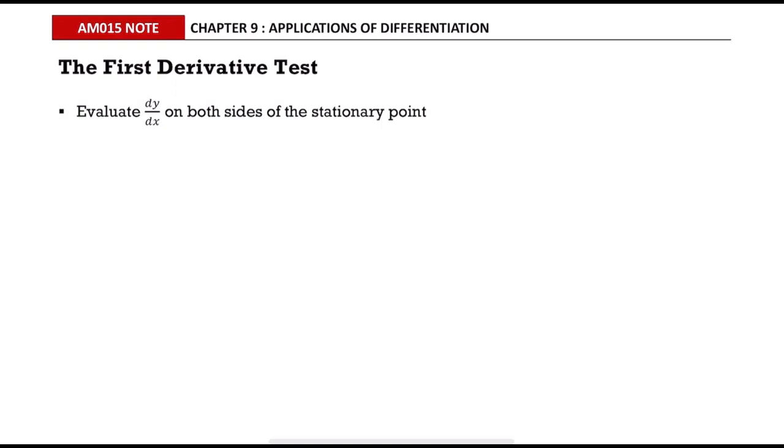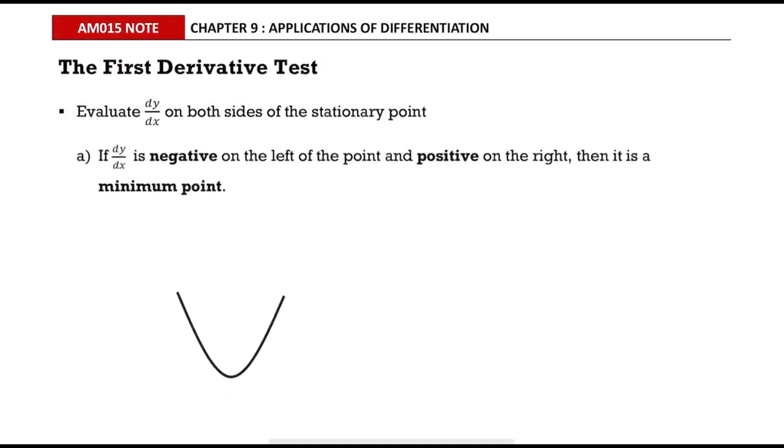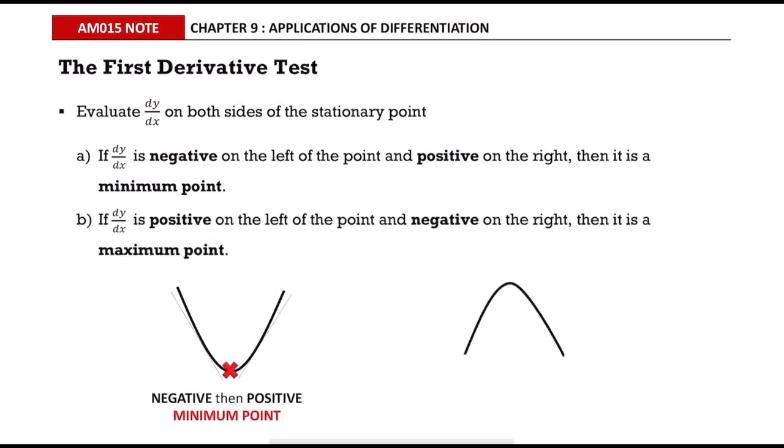In this video, we will use the first derivative test to determine the extremum point. In this test, we evaluate dy/dx on both sides of the stationary point. If dy/dx is negative on the left of the point and positive on the right of the point, then it is a minimum point. If dy/dx is positive on the left side of the point and negative on the right, then it is a maximum point.